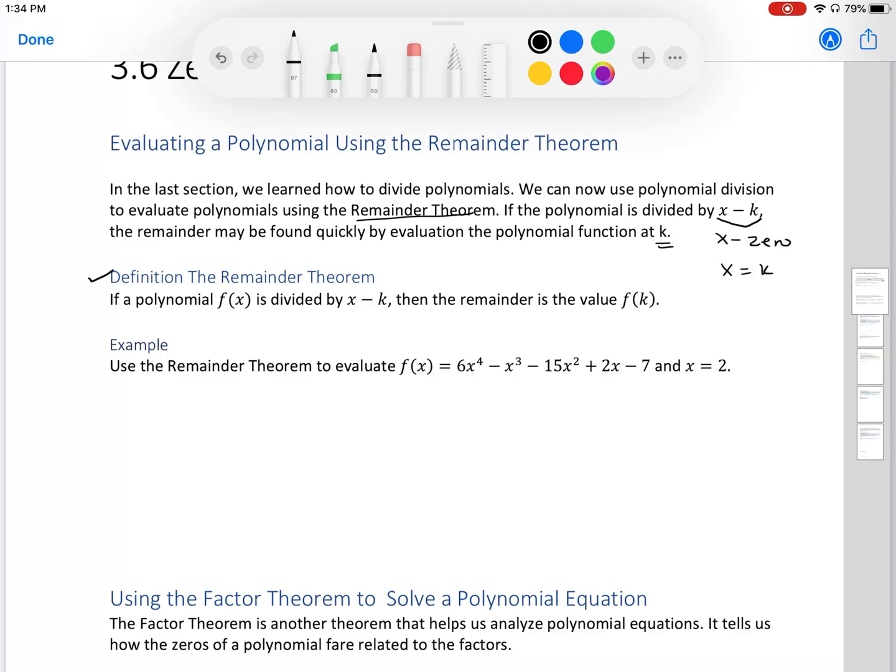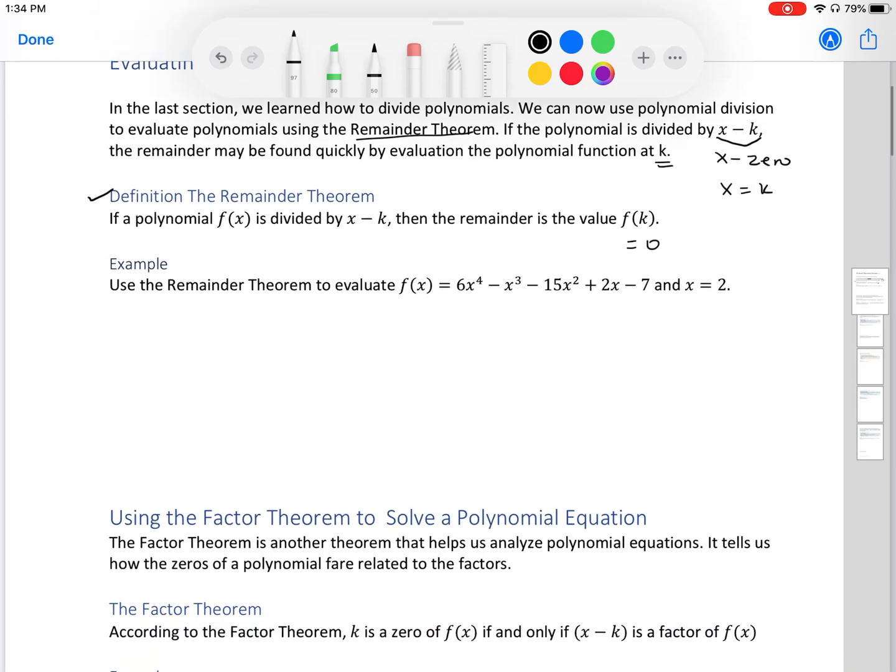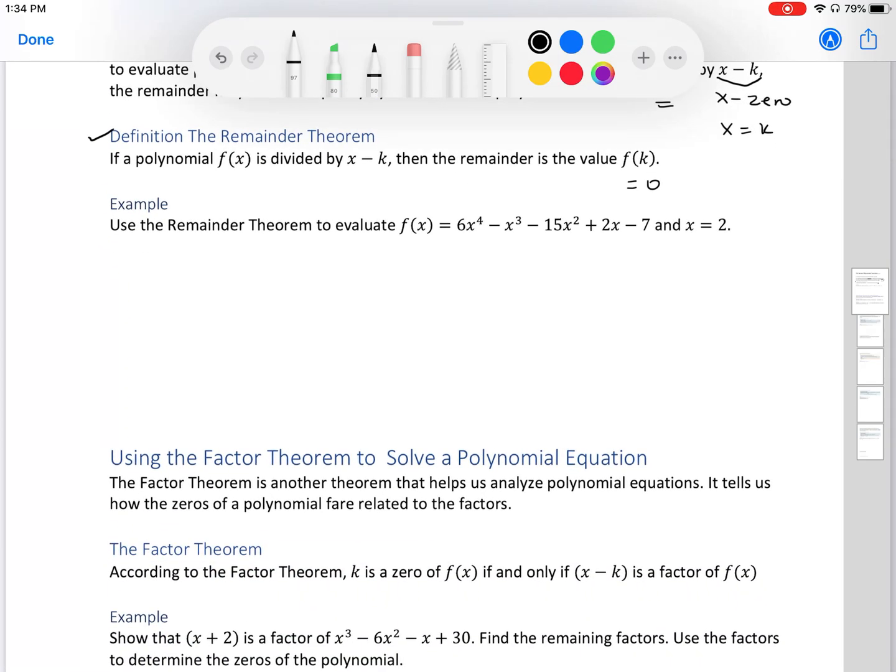Definition of the remainder theorem. If a polynomial f of x is divided by x minus k, then the remainder is the value f of k. So if I plug in your zero, or the number you're working with from the factor, the remainder is found by the last number. If it's a zero, you should get a remainder of 0, just like in synthetic division. Let's go ahead and work this one out.